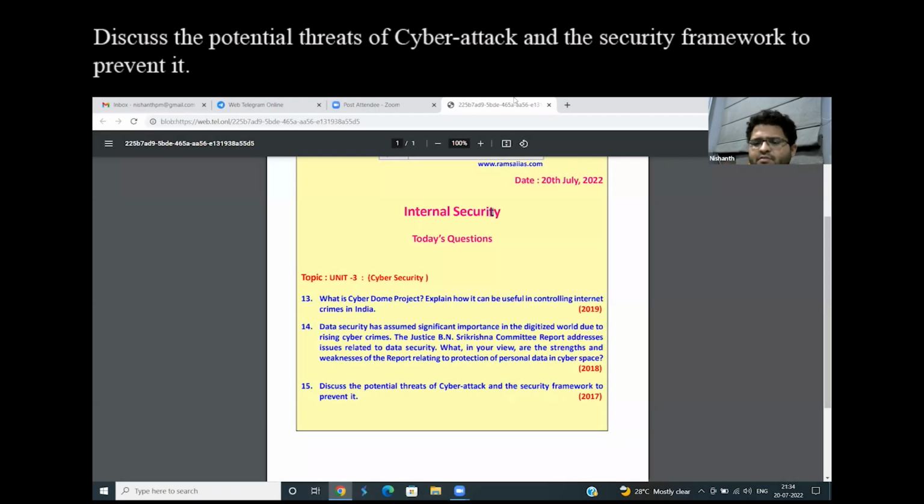See the last question. Discuss the potential threats of cyber attack and security framework to prevent it. It's a straightforward question. What is the framework? What is the framework for the 15th question?